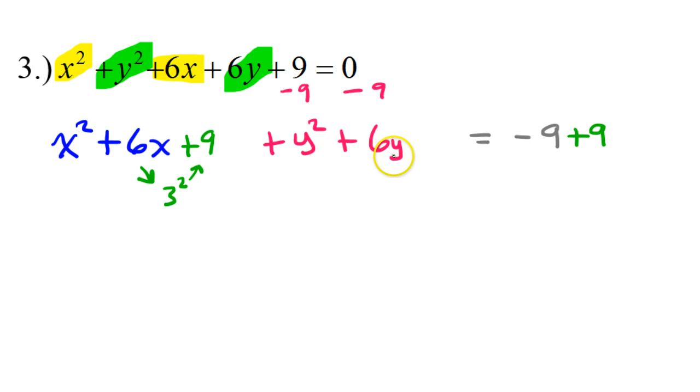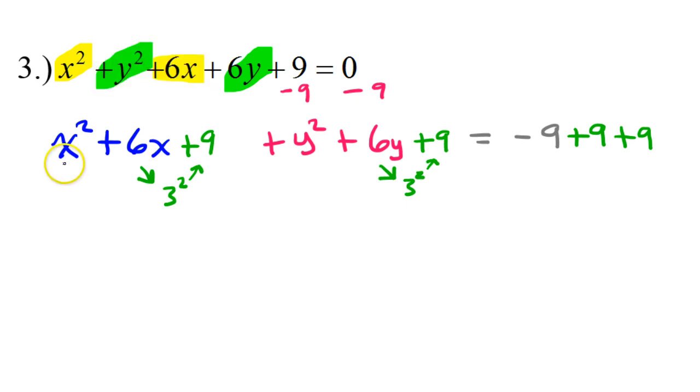Now I'm going to do the same thing with the y's. And for the same reason, I'm going to get 9 again. So half the middle squared. Half of 6 is 3. 3 squared is 9. So I'm going to put a plus 9 on the left. Well, I added 9 on the left, so again, I need to add 9 on the right.